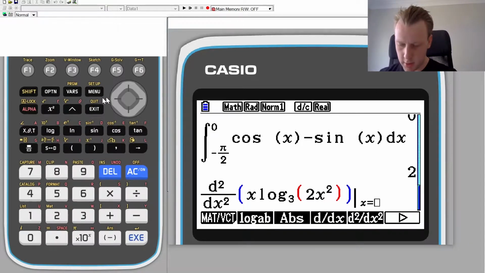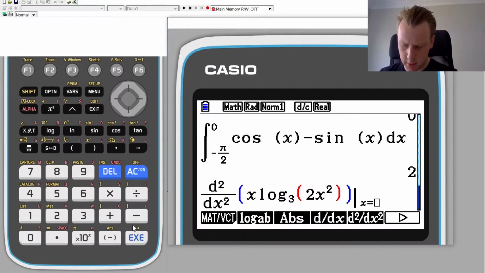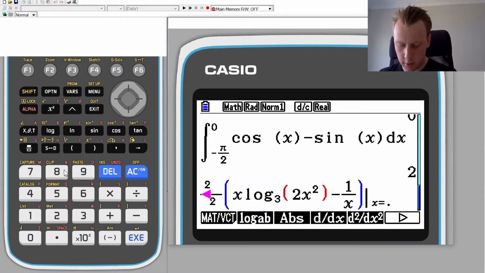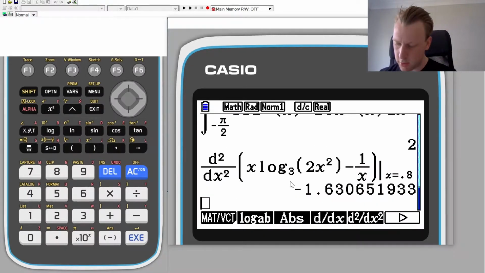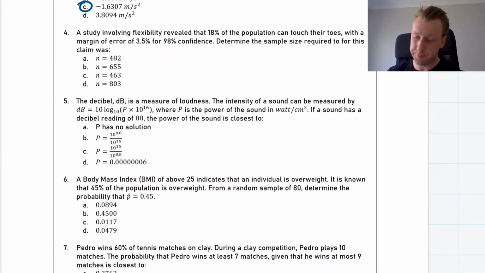2x squared. And then outside of that, we also had 1 minus 1 over t. So minus fraction 1 over x. And this was at the point 0.8. 0.8 equals, bang, negative 1.63. Negative 1.63. That is option C.